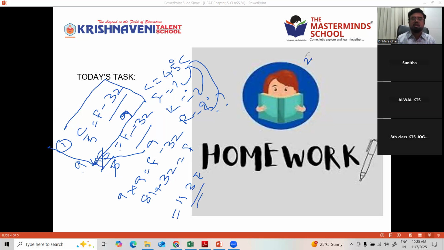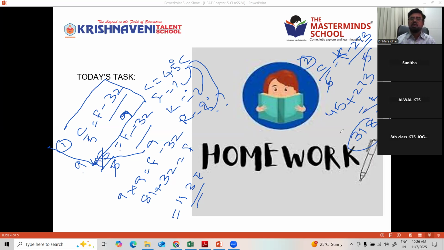So same if you want to convert into Kelvin, what is the relation? C by 5 is equal to K minus 273 by 5. Right. So you can cancel 5 and 5, because cross multiply it will go. So C we know 45. 45 minus 273 come this side, become plus 273 is equal to K. So 318 Kelvin. So 45 degrees Celsius is equal to 318 Kelvin.